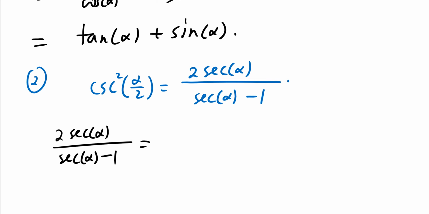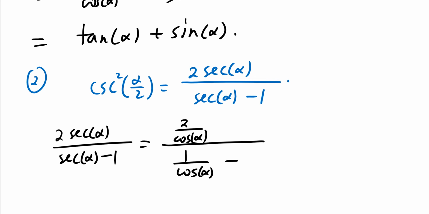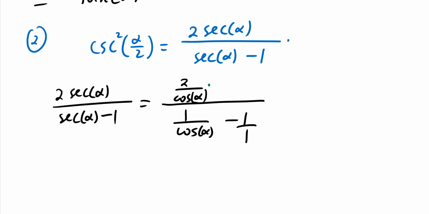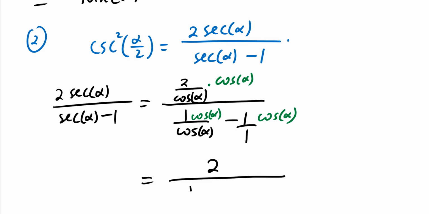First thing that comes to mind is to convert this into sine and cosine. That's 1 over cosine. And this is 1 over cosine alpha again, minus 1. All these complex fractions that we have been encountering today can be cleaned up by multiplying the top of each fraction by cosine alpha, cosine alpha, cosine alpha. That's the LCD. So what do we get now? This is 2 over 1 minus cosine alpha. How am I going to get cosecant square alpha over 2?